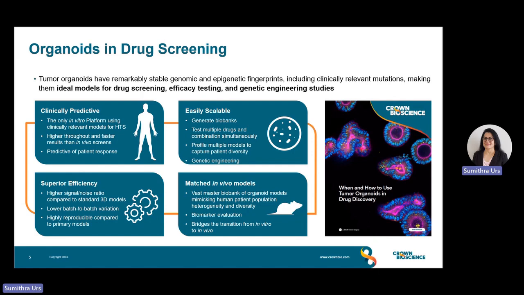One, the organoid platform is the only in vitro platform using clinically relevant models for high throughput screening and are clinically predictive to patient response. Two, they are easily scalable to generate biobanks, test multiple models, and drugs simultaneously. Three, they have superior efficiency with high signal to noise ratio, high reproducibility, and low batch-to-batch variation. And lastly, they have matched in vivo models to bridge the transition from in vitro to in vivo.